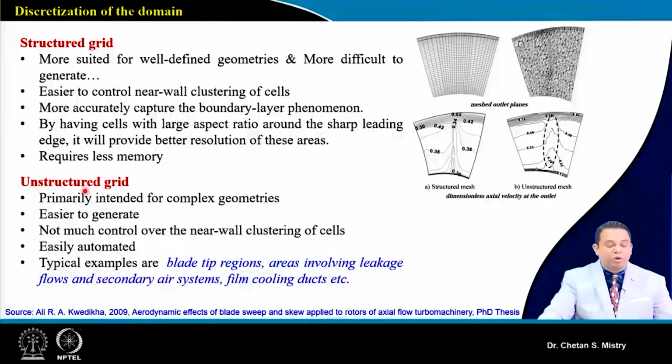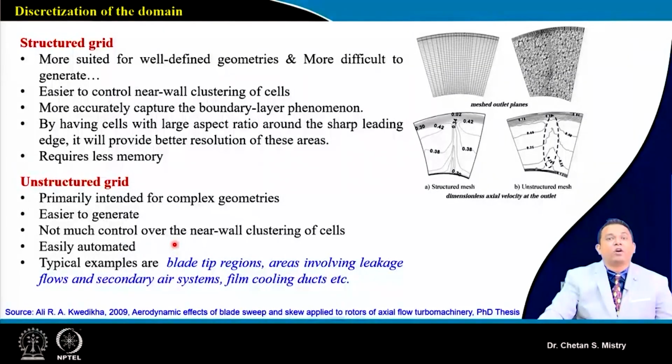Now when we are talking about the unstructured grid, it is intended for complex geometries. There are some complex flow studies we do in order to analyze the flow field for, say, a fan as well as a compressor. Under that configuration, we will be going with the unstructured kind of meshing. It is easier to generate, but not much control is possible near the end wall region.